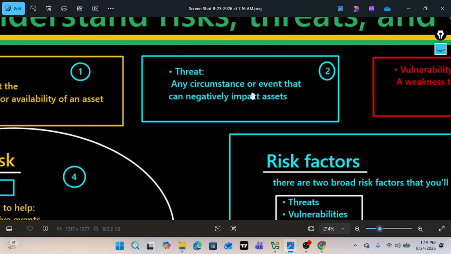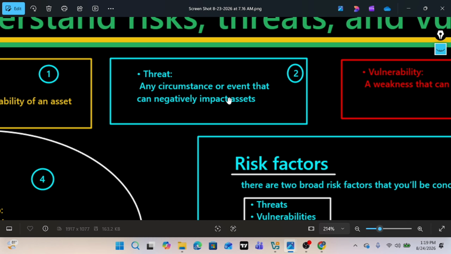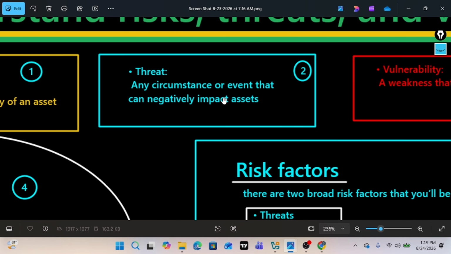And the second term and concept here is threat. Without threat, there would be no need for us to study cybersecurity. And threat has been there since the origin of man. It is fundamental to man. The day that Adam and Eve existed on earth, that is where threat started existing. And what is happening now is that the ways that threat actors operate are becoming more sophisticated with the advance of technology. So any circumstance, any event, any person, anything that can negatively impact assets is what we call a threat.